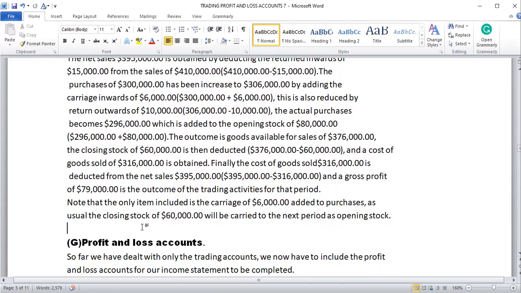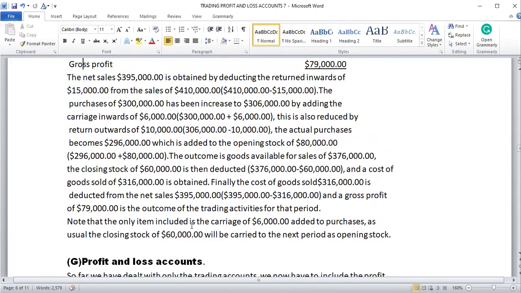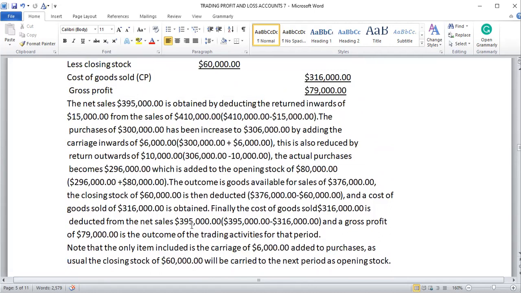Well, we have come to the end of the video. There will be a part B. The first stage, what we've done is the trading aspect of the business. So in the trading aspect of the business, we deal only with what? The buying and selling of the organization in order to arrive at our gross profit or loss. That's what we've done.